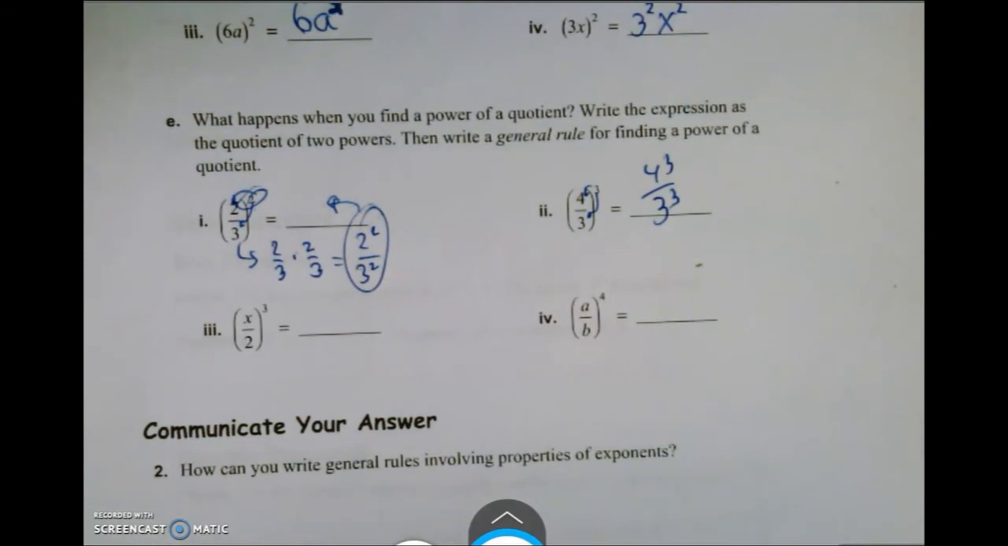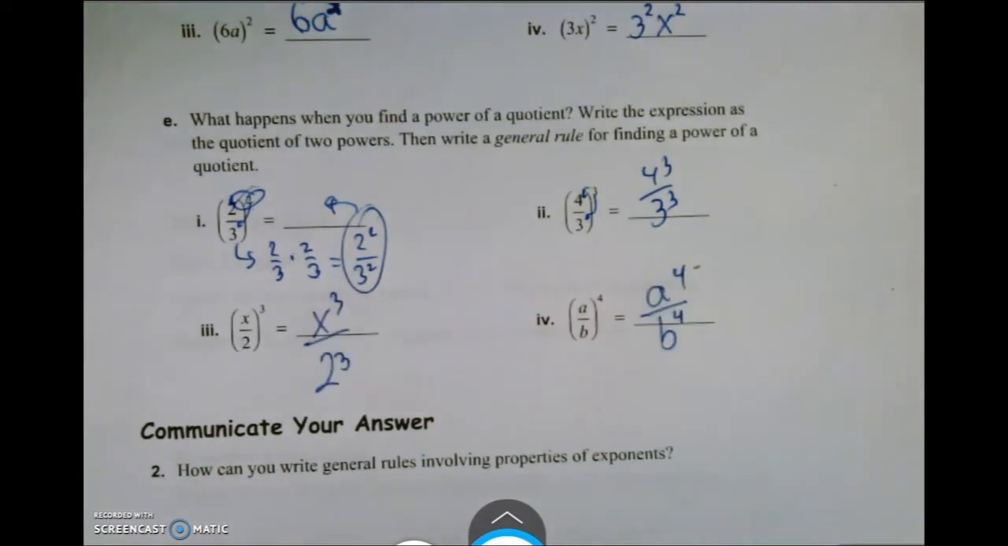Okay. Now, the next ones have variables, but that shouldn't be a problem. Go ahead and pause it and fill it in. All right, and that's what you should have got for your answers for those ones.